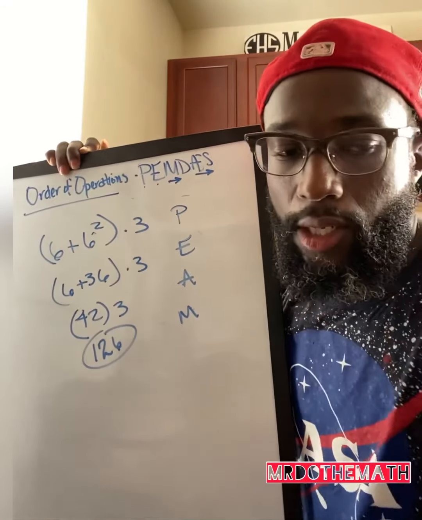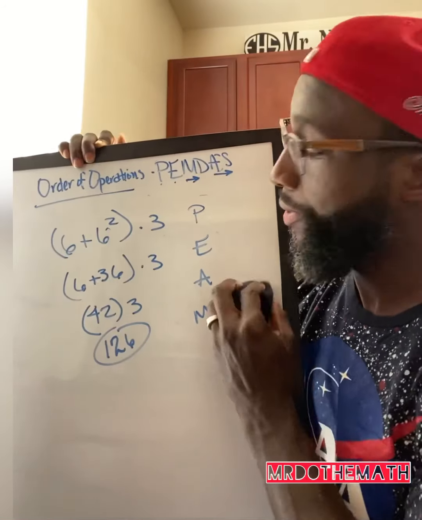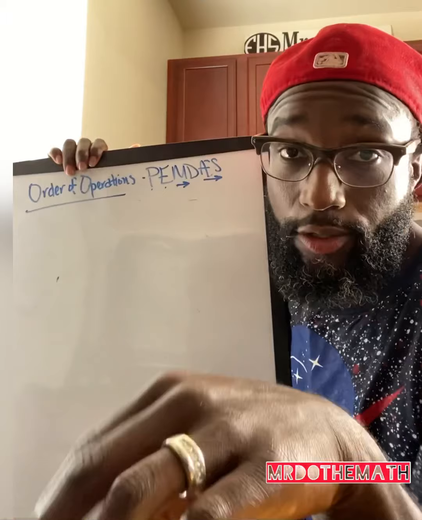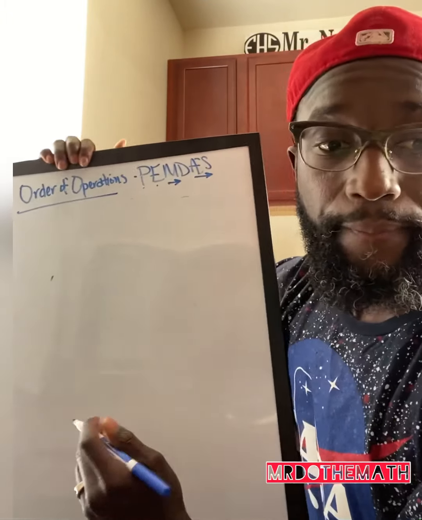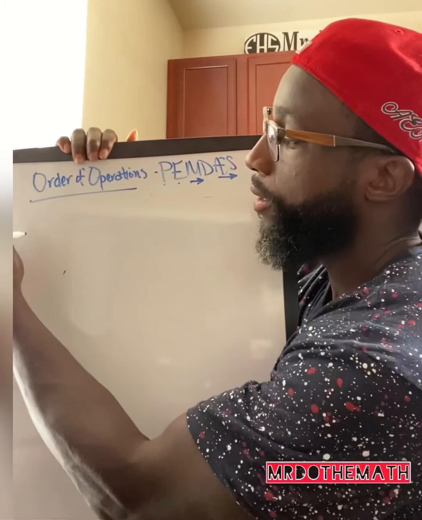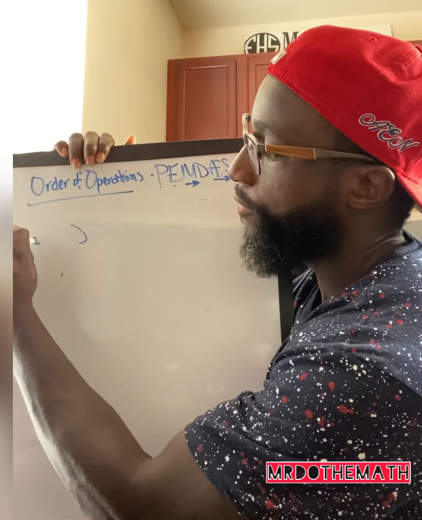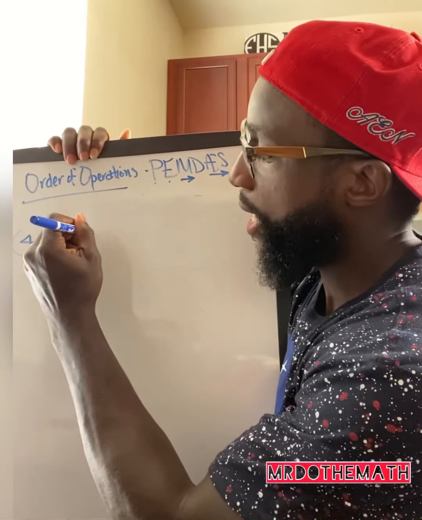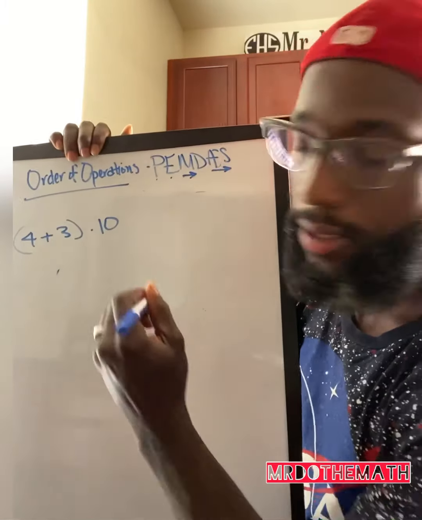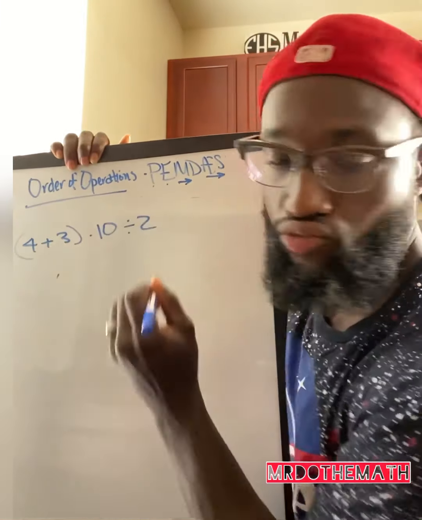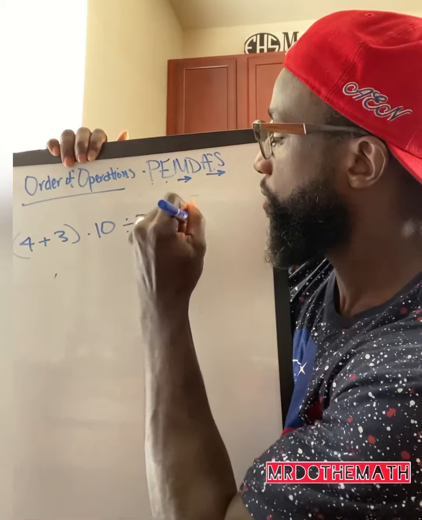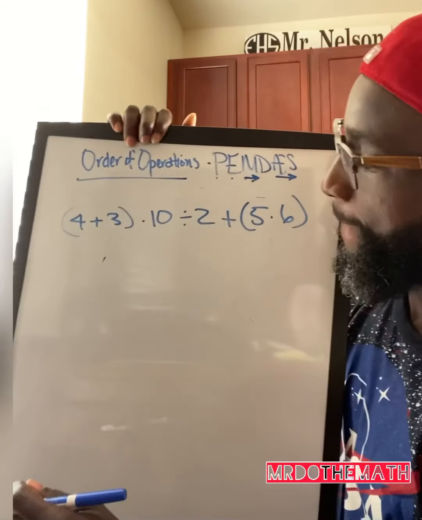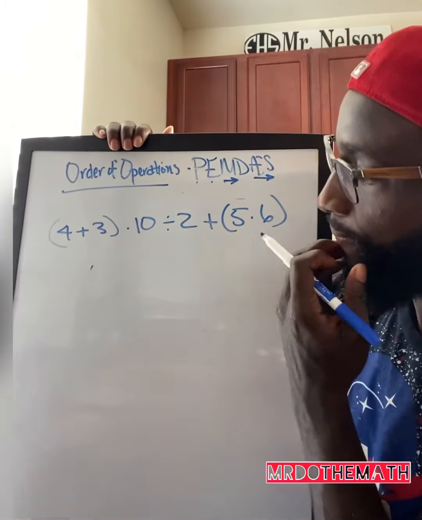Okay. Let's do one final problem. And this one is a little bit more intricate. It requires us to follow the order. All right, let's follow the order. Okay, so here we go. Complicated. The quantity of 4 plus 3, make sure I write it down right, times 10 divided by 2 plus 5 times 6. Okay, you got this written down?